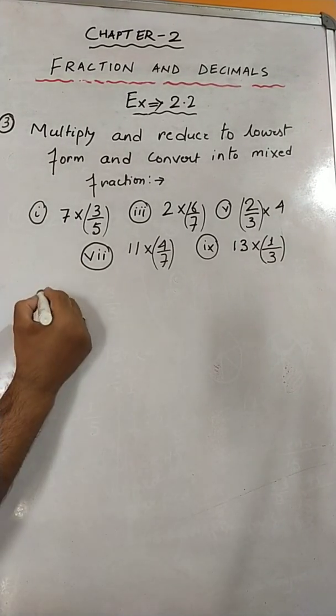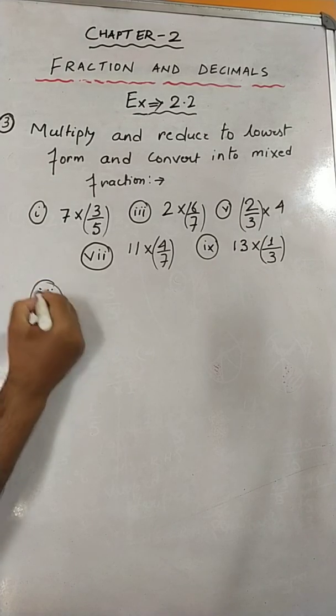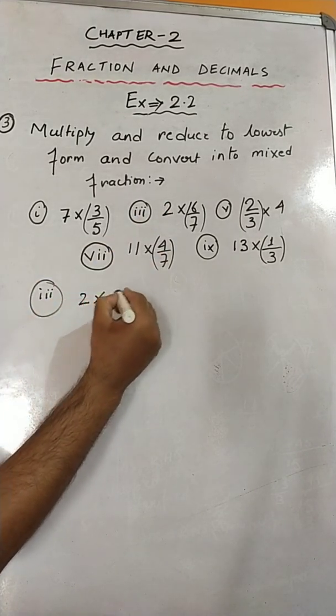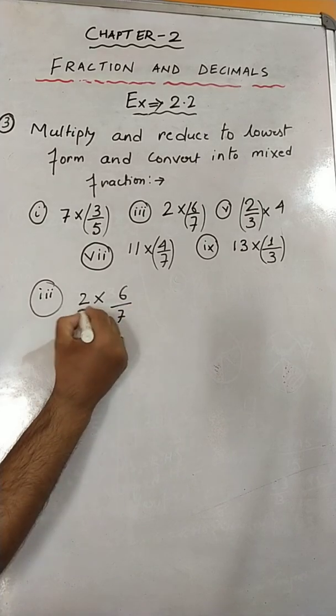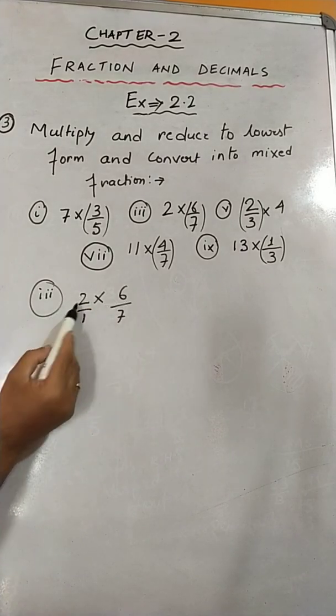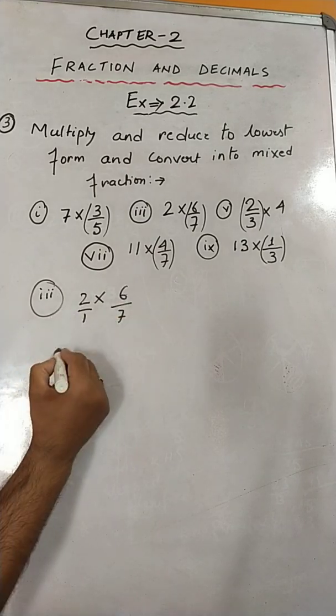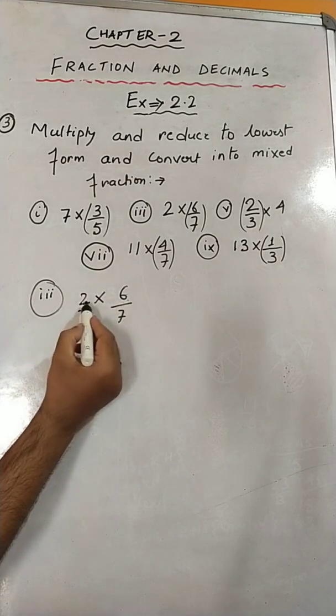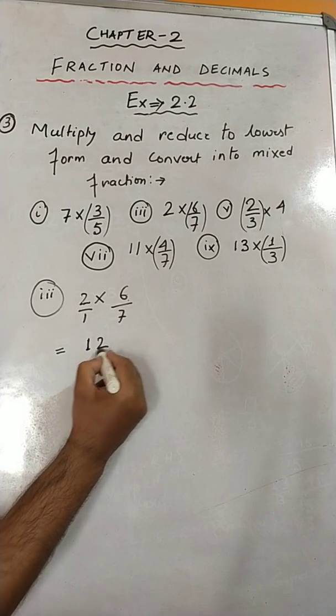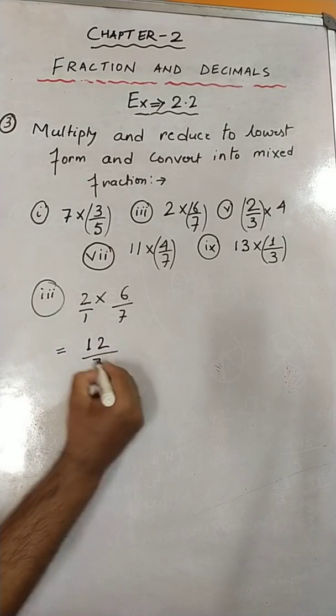Now sum number 3, we have 2 into 6 by 7. Again you see we cannot reduce. We cannot reduce this 2 and 7, and we cannot reduce 6 and 1. So simply we'll multiply numerator with numerator, that is 2 6s are 12, and 1 7 is 7.